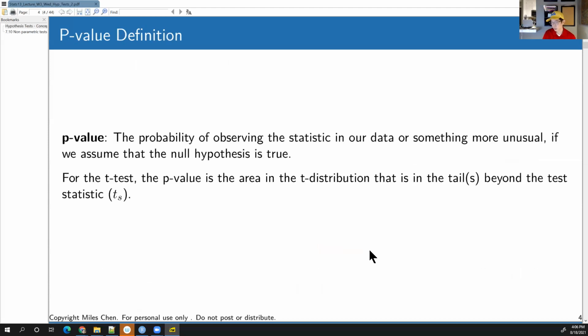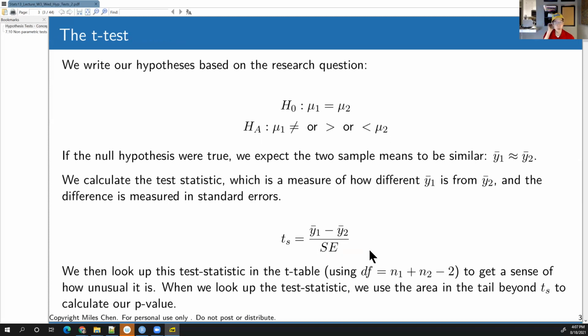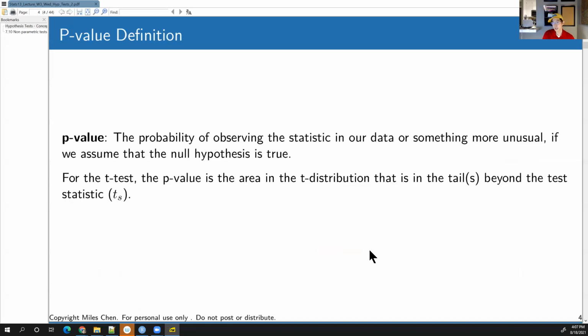and then we can make our decision based on that. Okay. We said the p-value, again, is the probability of observing the statistic in our data. In our case, the statistic is the difference between y bar 1 and y bar 2. The statistic in our data, or something more unusual, if we assume that the null hypothesis were true, if we lived in this hypothetical world. Okay. And for the t-test, the p-value is going to be equal to the area in the t-distribution that's in the tail beyond the test statistic. And if it's a non-directional test, if it's a two-sided test, then you're going to find your tail area and multiply it by 2, because it's symmetric, and you want to find the area in both of those tails.